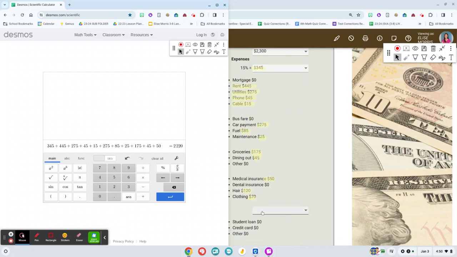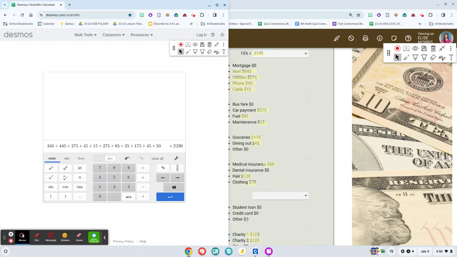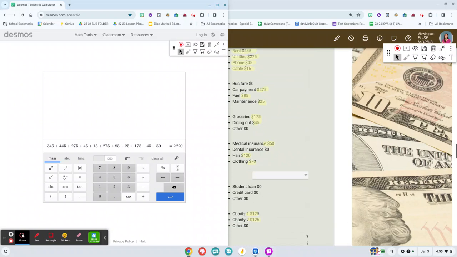But you want to be careful because there's more underneath. There's no student loan or credit cards, but take a look. We also have Charity 1 and Charity 2. So you just want to be careful that you got every single one added up. I usually triple check the numbers and that I got them all in there and then hit enter.